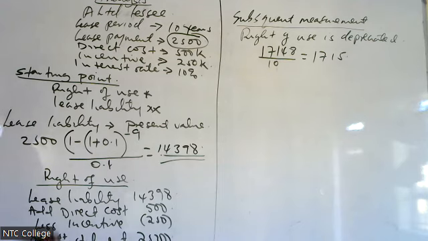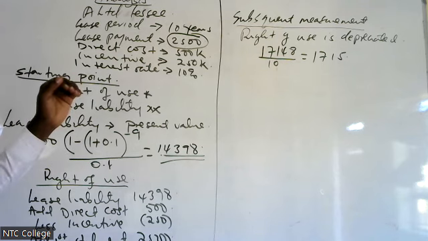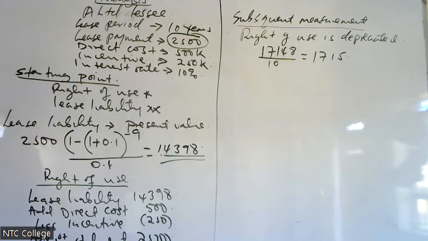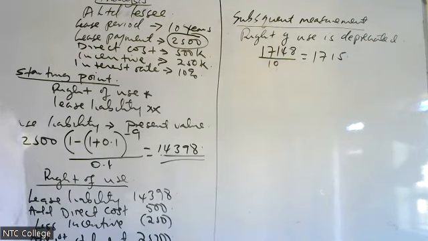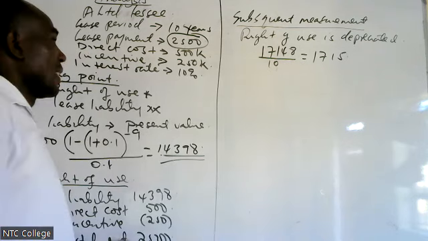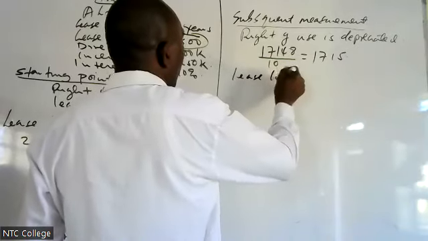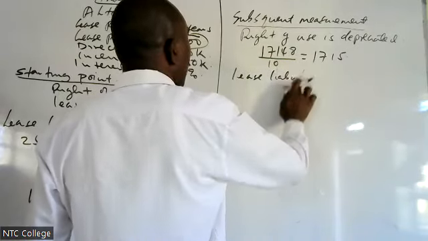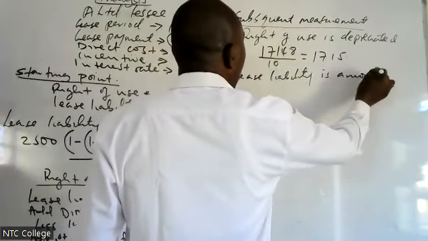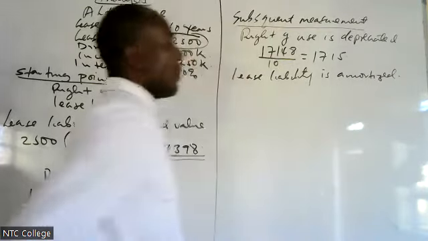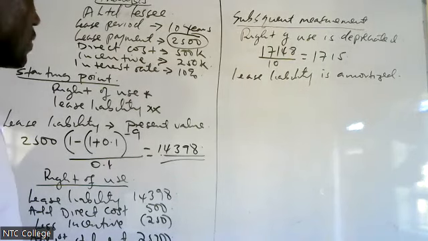Now, the right of use is depreciated on a straight line basis. Therefore, you just take the amount of the right of use and divide by the number of years. Therefore, it is 17,115 there. Then the lease liability is amortized on subsequent measurement. This liability we amortize to get the balance at the end of each year.